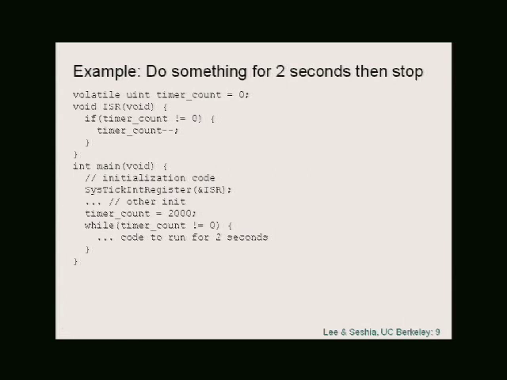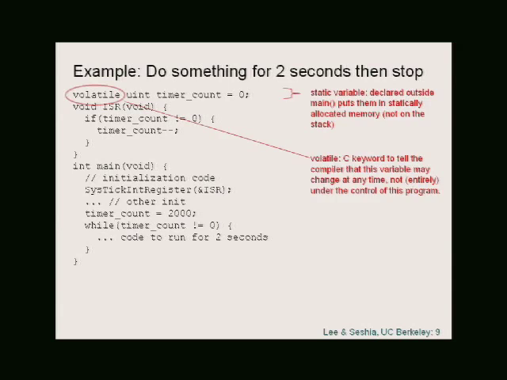Why do we have timer count defined as volatile in this code? Okay, so you have a write to timer count, a write and a read to timer count down here, and you also have write and read to timer count up here, right? And suppose timer count was stored in a register down here, then what would happen to this code? Okay, so let's see. Suppose timer count was stored in the register here.